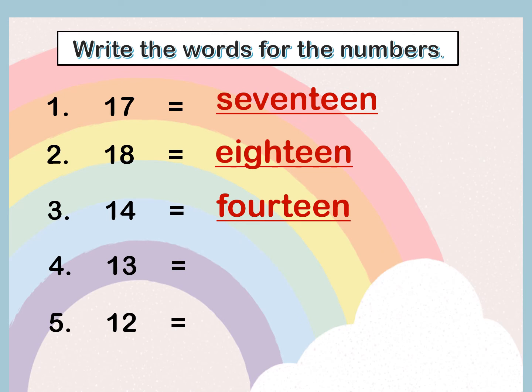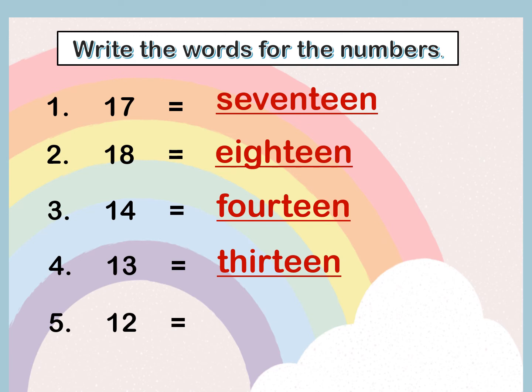Number 4 is 13. Could you double check your answers, kids? Now, teacher is going to show you the correct spelling of 13. Here it is. How do you spell 13? Now let's spell it together. Ready, kids? 1, 2, 3. T-H-I-R-T-E-E-N. 13. Great job.